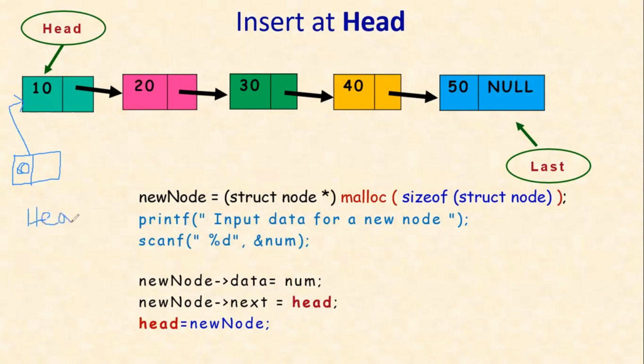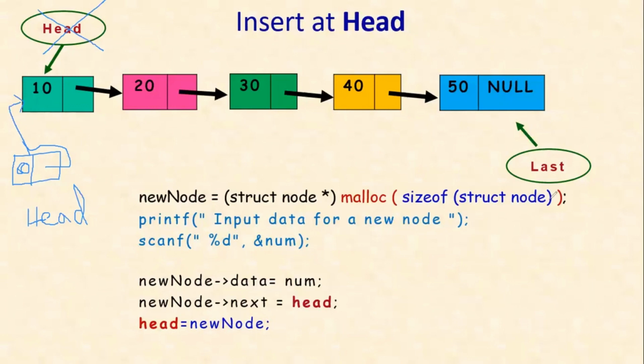But the head cannot simply remain where it is, because the new node created is inserted at the position of head. And how to establish this link? This new node's next must contain the address of the previous head. So how to realize this?